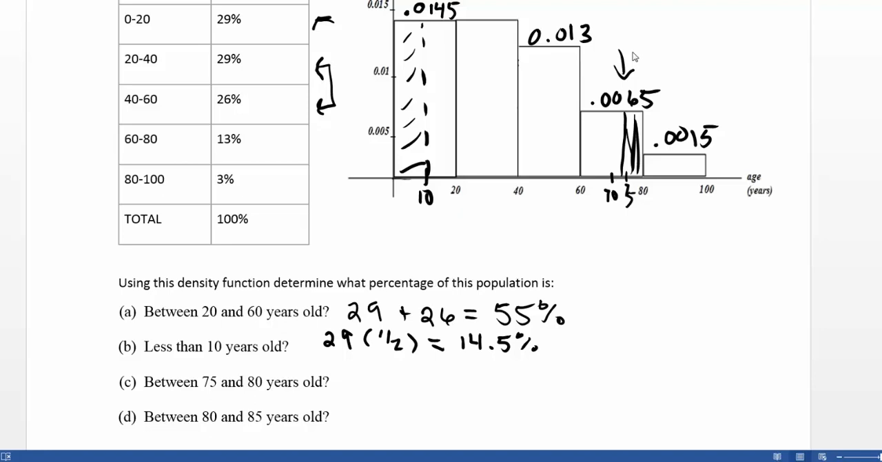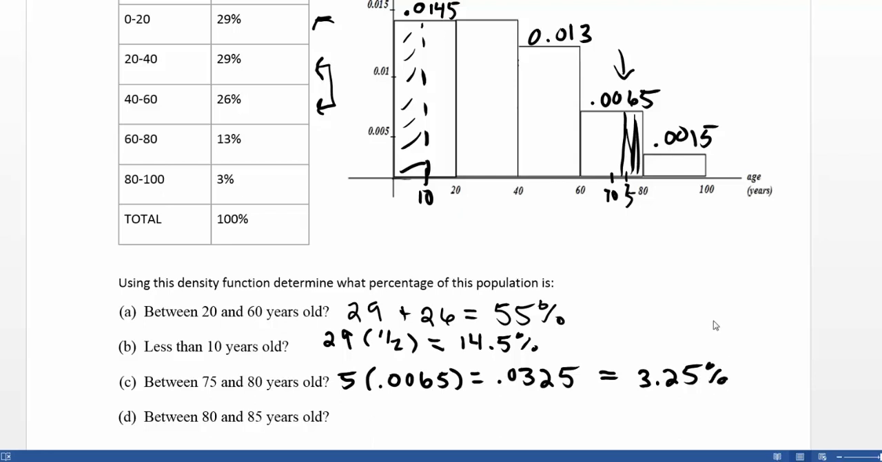So when we do that, 5 years, which is 75 to 80, times the height, 0.0065, we are going to get 0.0325, which, if we turn into a percentage, is 3.25%.